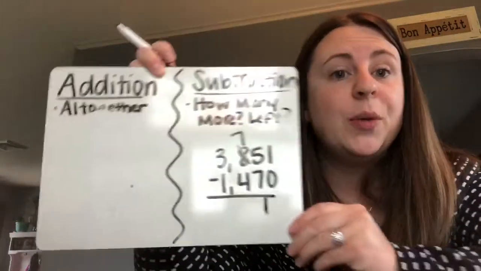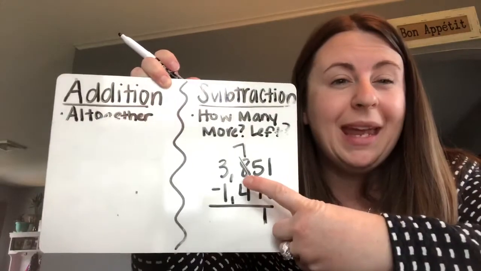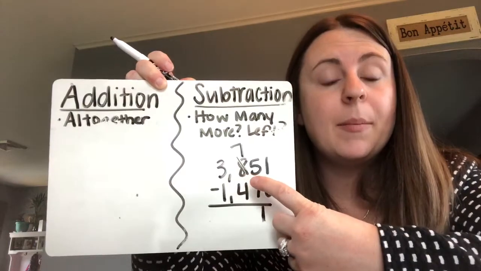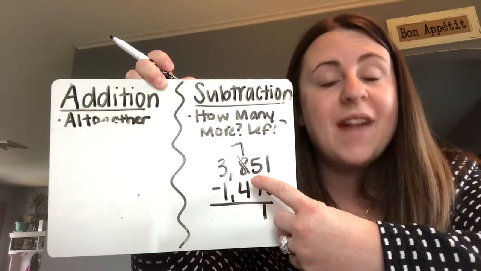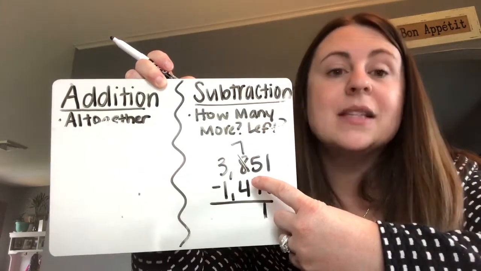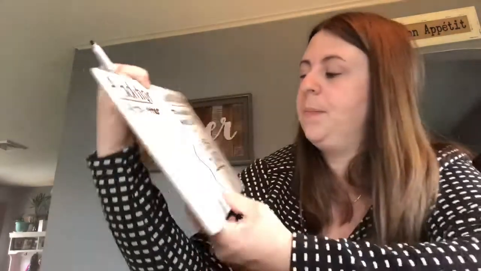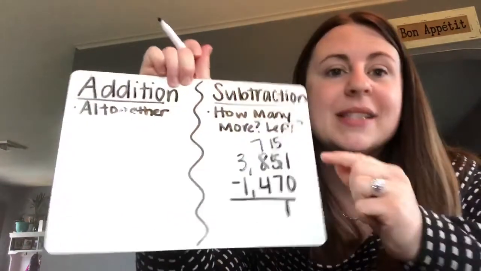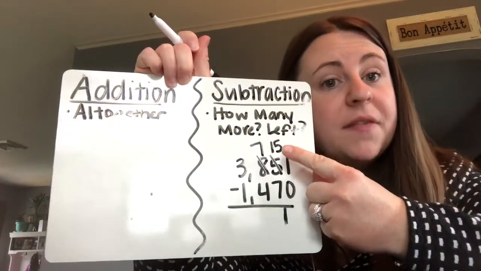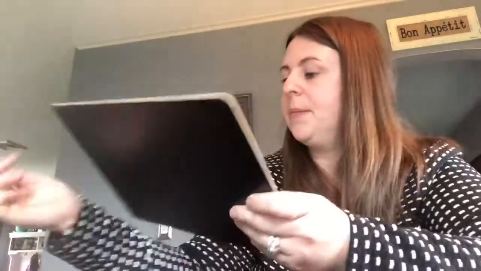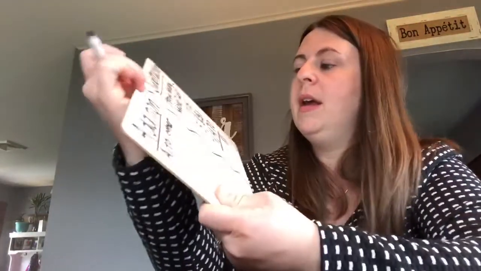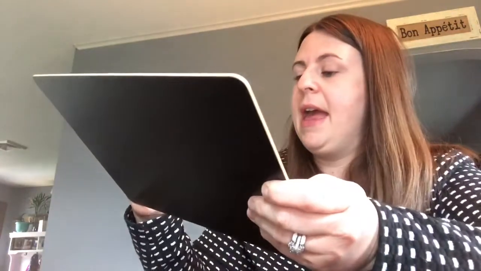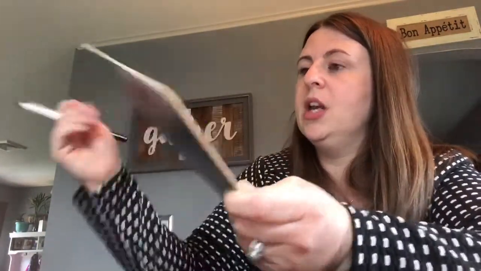Now, here's the step that you need to remember. When you borrow from the 8 and it becomes a 7, you need to add 10 on to the number you're borrowing for. So that 5 plus 10 is going to become a 15. Now that that number is a 15, I can subtract 15 minus 7 to give me 8. 7 minus 4, 3, and 3 minus 1, 2.